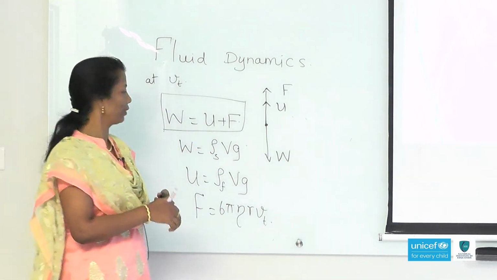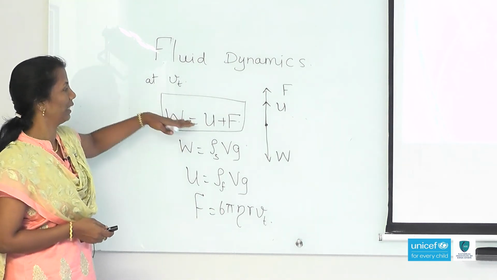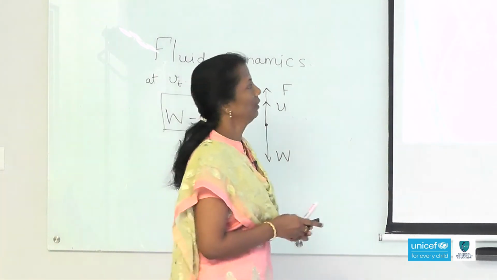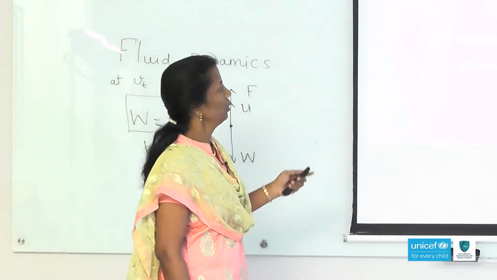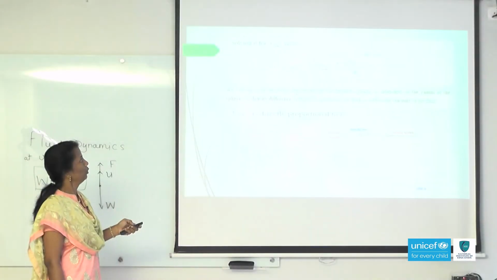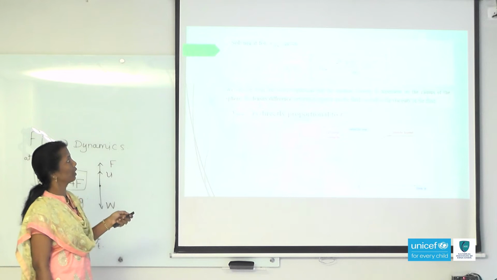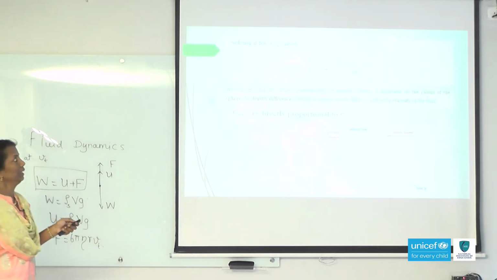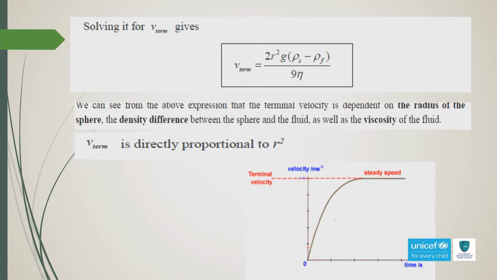If you substitute each of these expressions in this equation and make the terminal velocity the subject, you can see it is very clear how it is done. You will arrive at a formula for terminal velocity: 2 r squared g into (rho s minus rho f) divided by 9 eta. This equation clearly shows that the terminal velocity depends on the difference in the density of the object and the fluid, the radius of the object, and the coefficient of viscosity of the fluid.